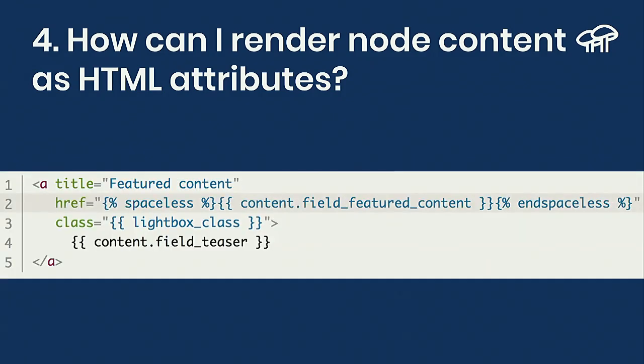And once you do that, it's the same recipe over and over. You have an a tag, an href attribute, print the content of the URL, and then use a spaceless to remove the white spaces. And with that, you have your a tag, and inside your a tag, you can put an image or whatever other field that you might need.